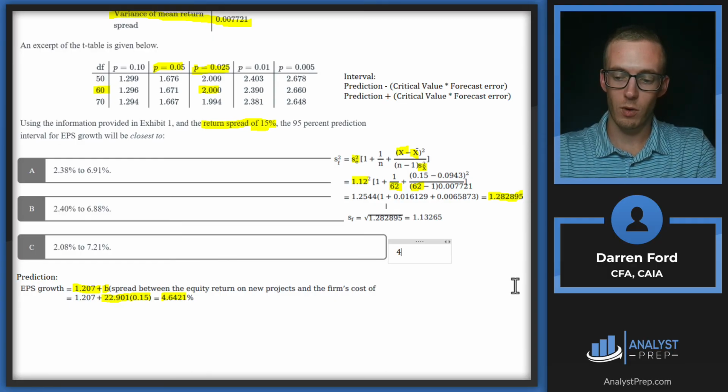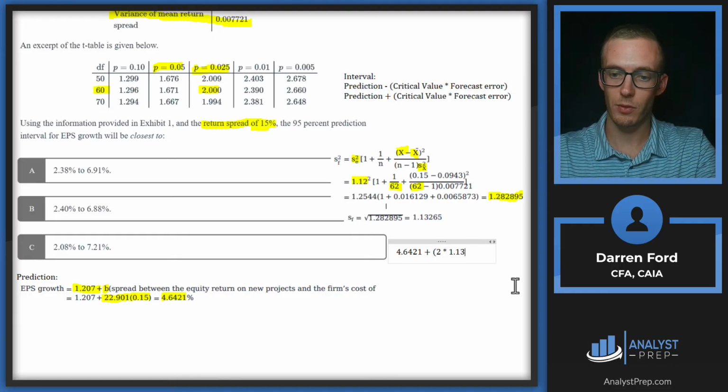So we're going to have 4.6421. Then we're going to add that critical value times that 1.13265. That equals 6.9074.